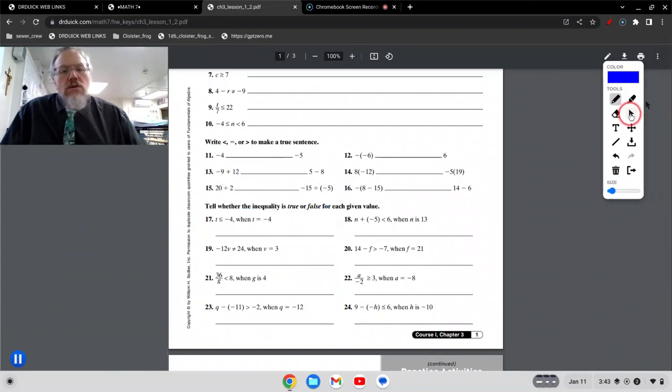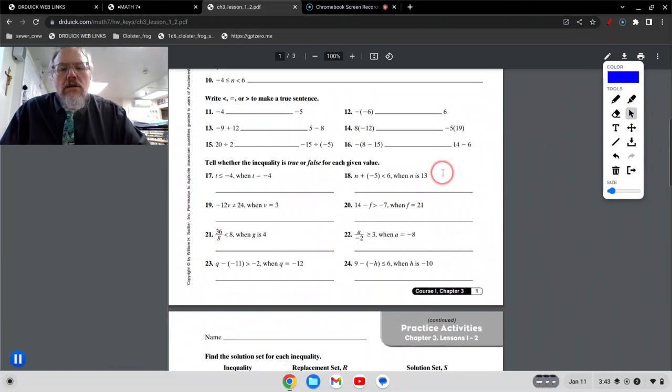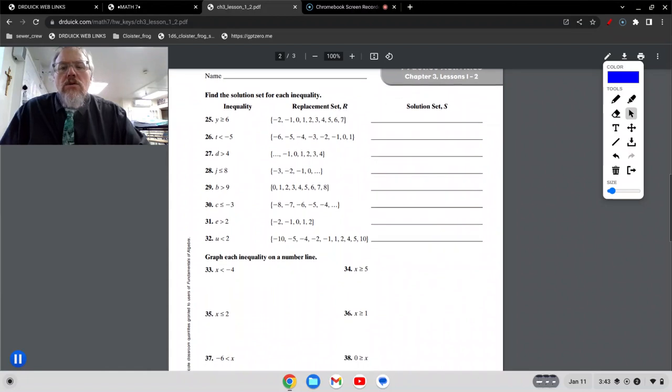Let's go down to the next one. Everybody loves these because you just tell me the solution set. Do the first one. So we're doing 25, 27, 29, 31. So of these numbers, which ones are greater than or equal to 6?